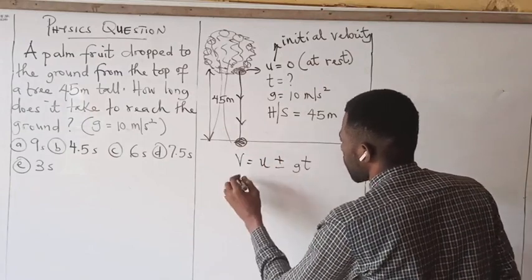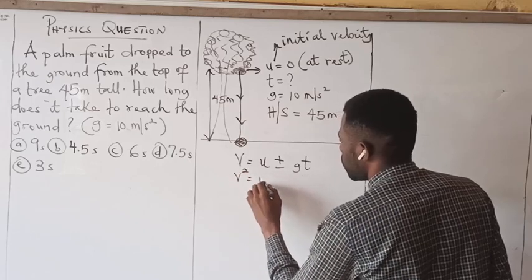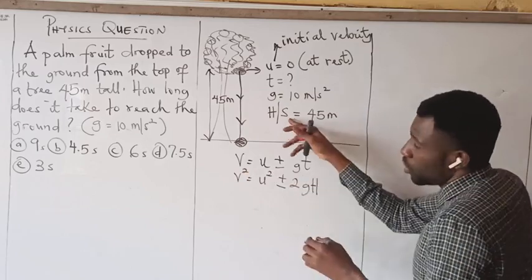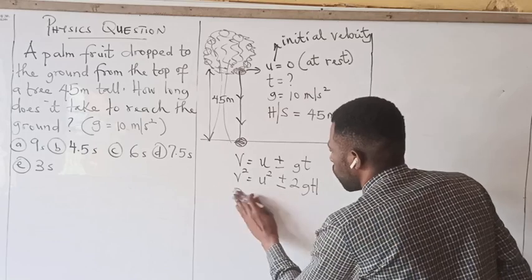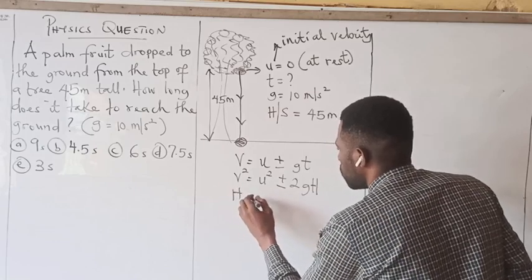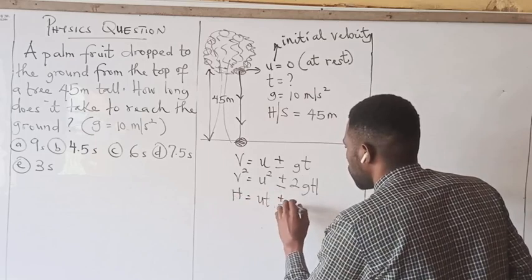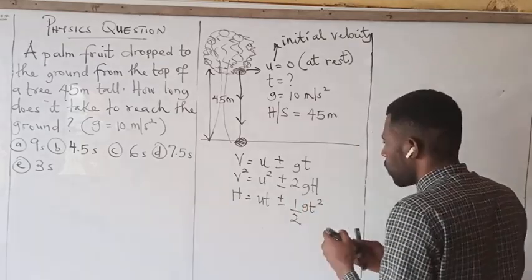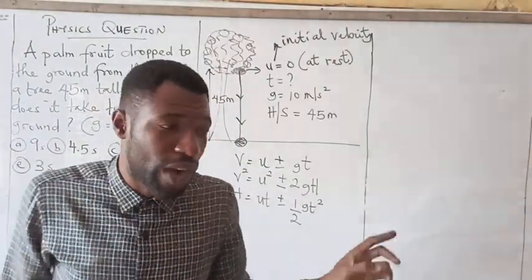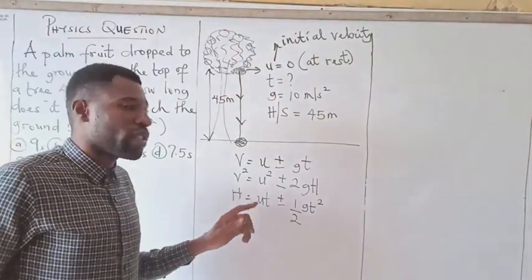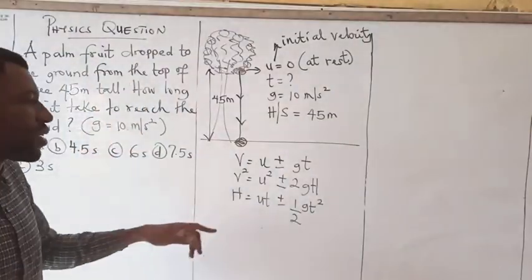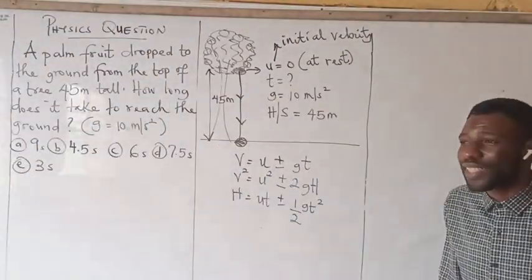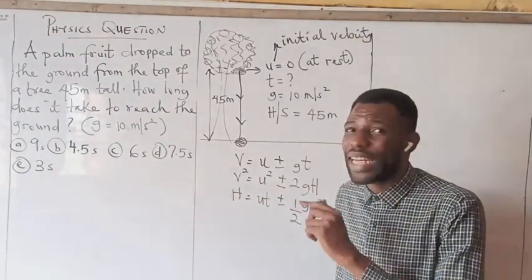The second is v squared = u squared plus or minus 2gh, or you can say 2gs. And the third is s or h equals ut plus or minus half gt squared. Now, if you check these three equations for gravity, there's something to take note of, and that is the fact that there's plus or minus. What does that mean? It means that gravity can either act in the positive direction or in the negative direction.